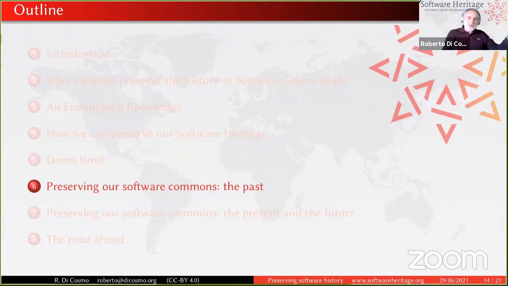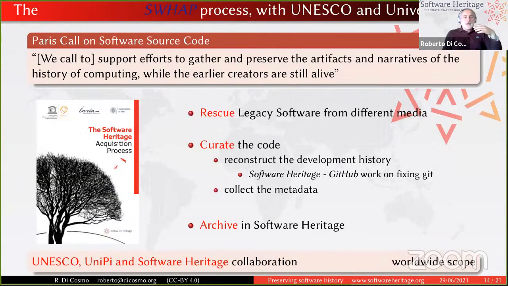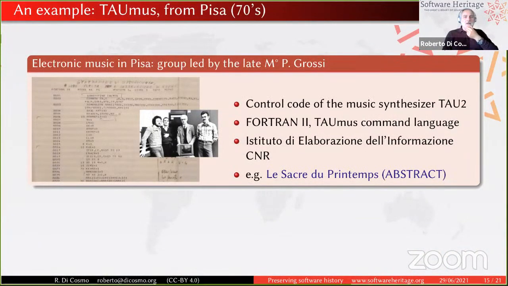So for preserving the history of our software commons, following up on this call from the UNESCO Asper group, a joint effort has been done with the University of Pisa to actually develop a detailed process, called the software acquisition process, that explains exactly how to reconstruct the development history faithfully, keeping track of the authors, the dates, the kind of object, where they come from, which is not an easy thing to do. But now you have a process that people can follow, and actually UNESCO is translating these documents in different languages as we speak. An example is this great work recovering this first experiment, electronic music in Pisa.